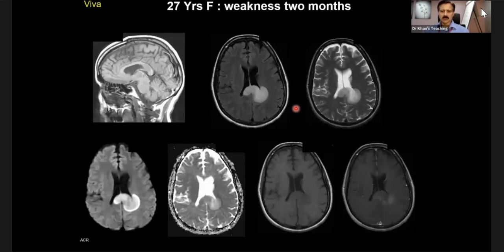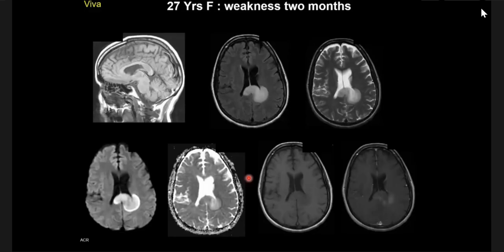Yes, please. Okay, so you're presented with multiple MRI sequences of a 27-year-old female with weakness for 2 months. There is hyperintense signal on FLAIR and T2 that crosses the midline in the splenium of the corpus callosum.